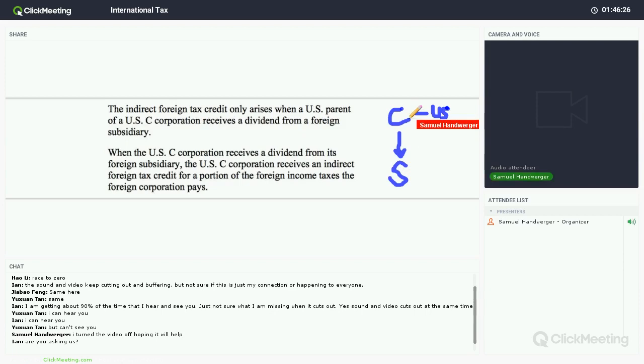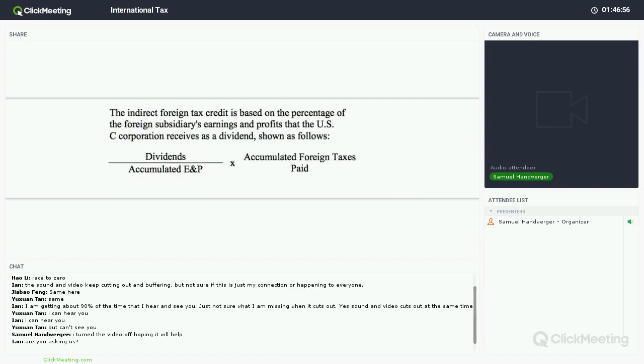When the dividend is paid to C, C corporation then pays it to its shareholders. Maybe, maybe not, but it's paid to C. The U.S. C corporation receives an indirect foreign tax credit for the amount of foreign taxes paid by S. That's the whole concept. S paid foreign taxes. There is withholding potentially on the dividends paid from S to C, but there are other taxes that have been paid, and that's the corporate tax.